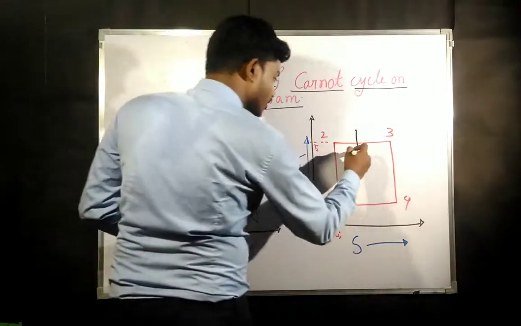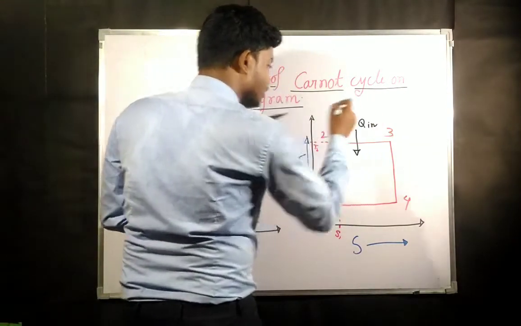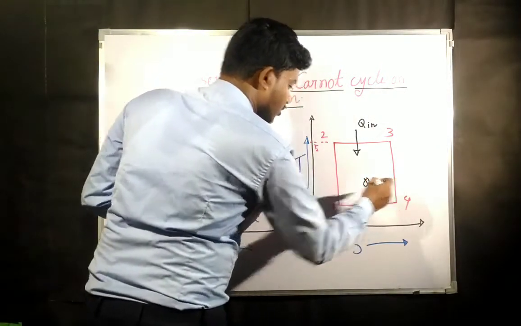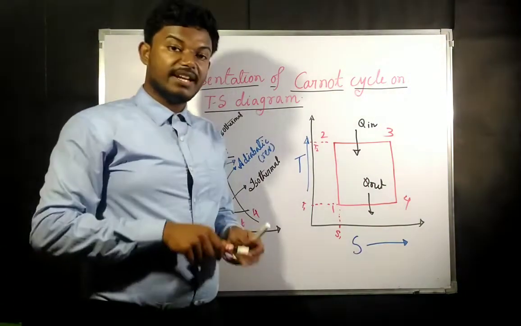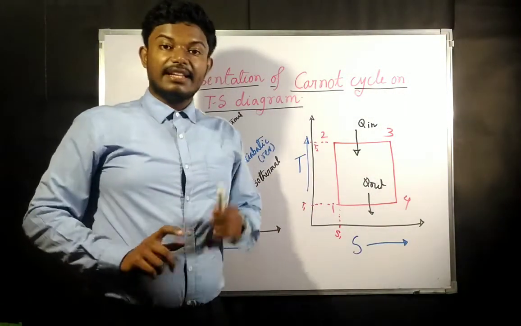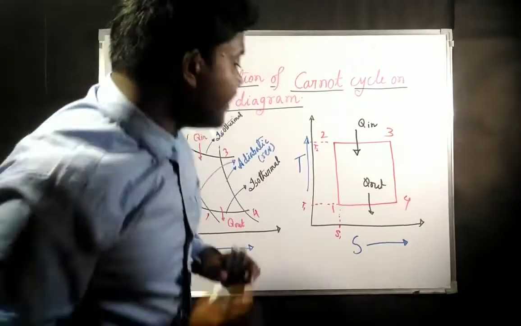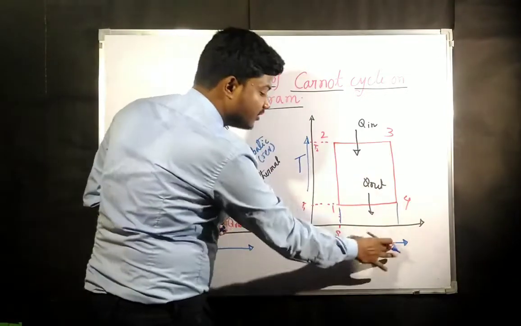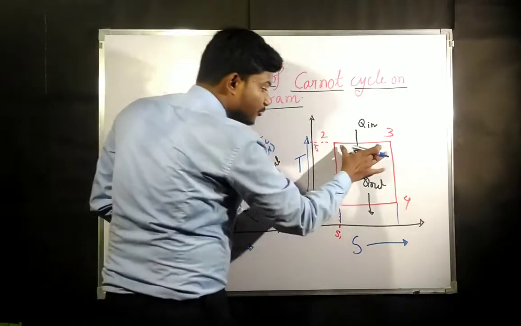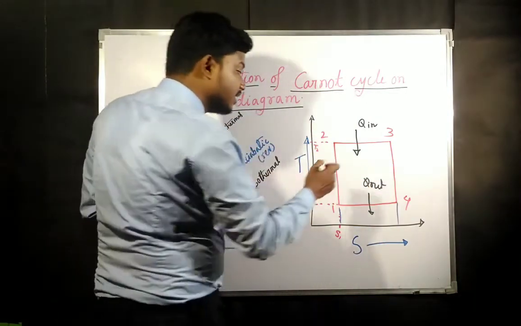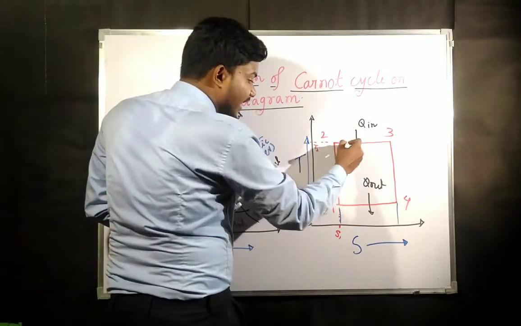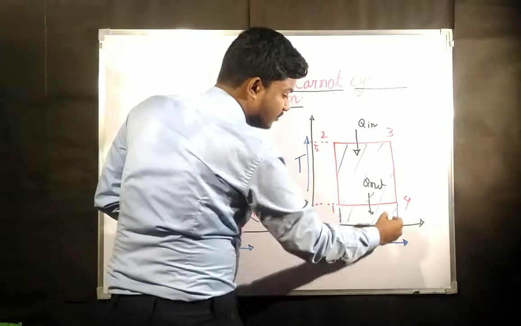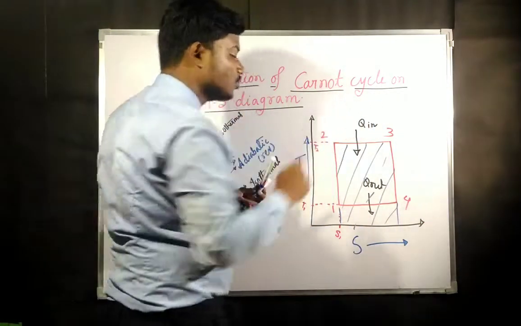Now 2 to 3 is Q in, so here also 2 to 3 is going to be Q in. And this is Q out. Now what is the amount of heat which has been added in this process? If you project this part on the entropy axis, then the area will give you the heat interaction for process 2 to 3.